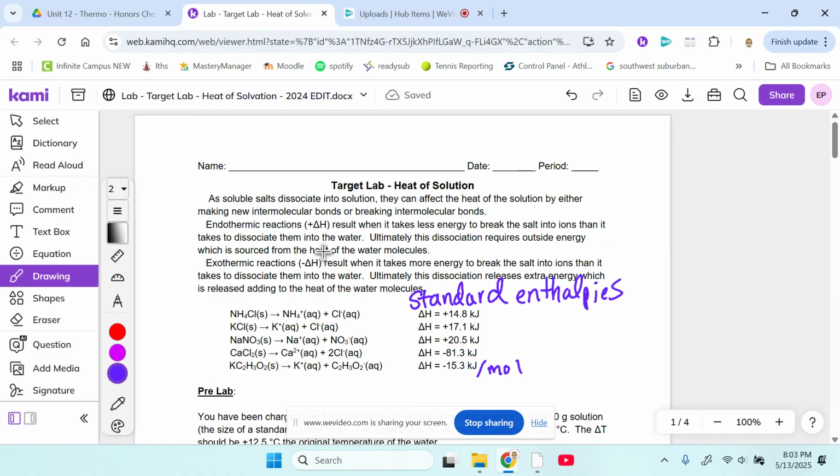Open up to the Target Lab Heat of Solution. Today we will be practicing calculating enthalpies of solutions in the Target Lab.